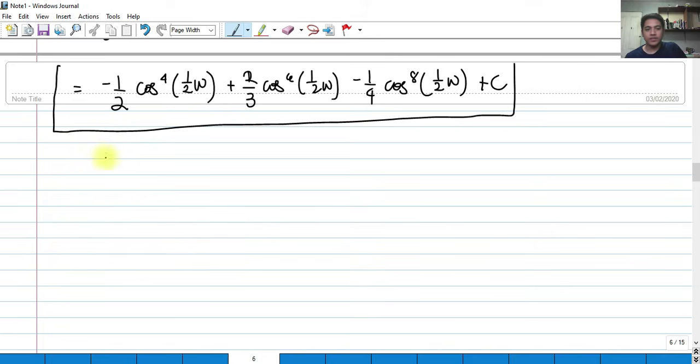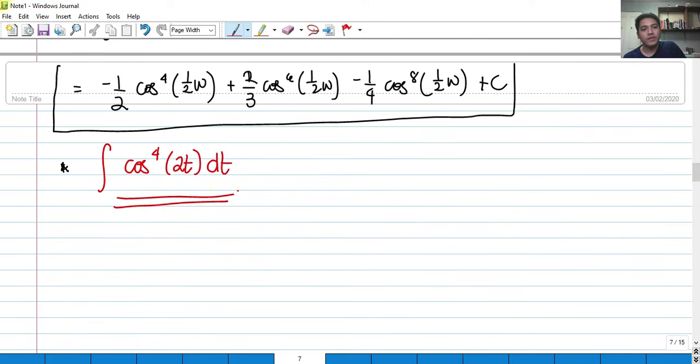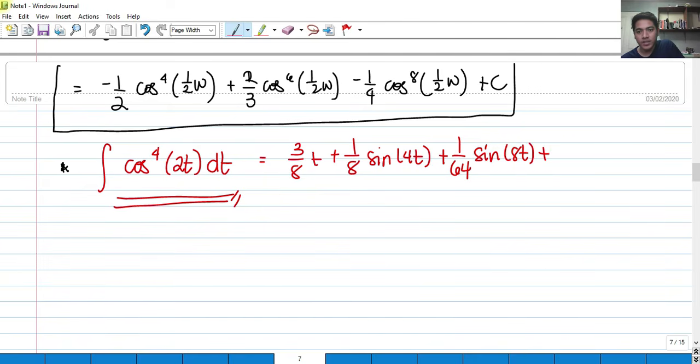If you want to test whether you have learned in this lesson, I have an exercise for you. Can you evaluate the integral of this? The answer is 3/8 of t plus 1 over 8 sine of 40 plus 1 over 64 sine of 80 plus c.